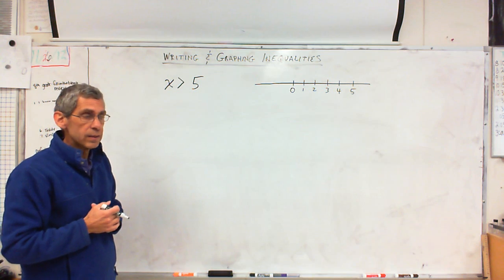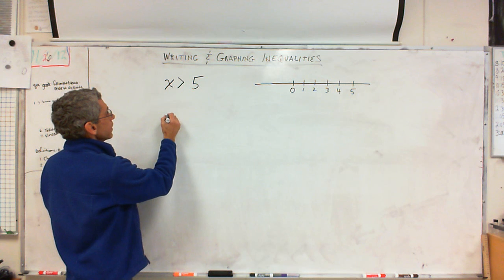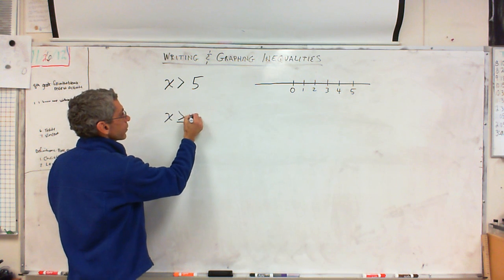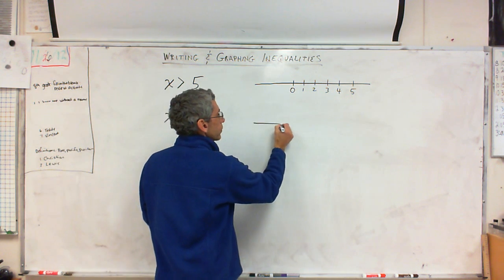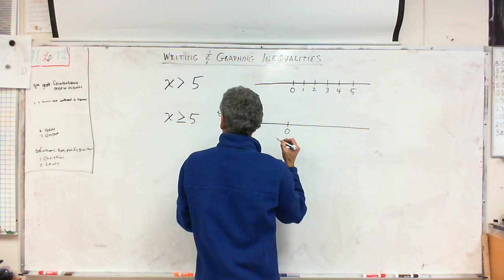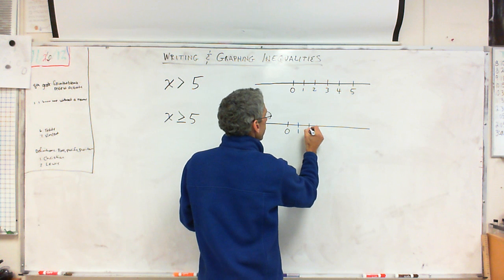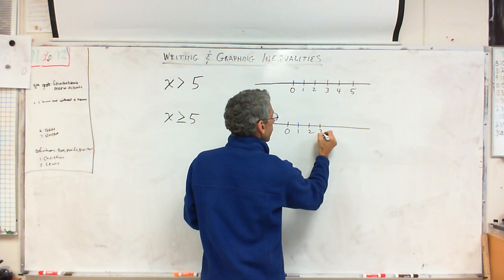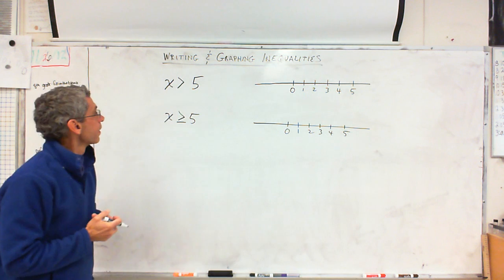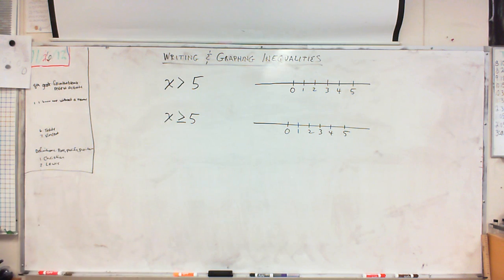All right. Now there's two ways to do this. We're also going to do x is greater than or equal to 5. You're going to see the difference. I'm going to draw this one too. These two will look different when you graph them.